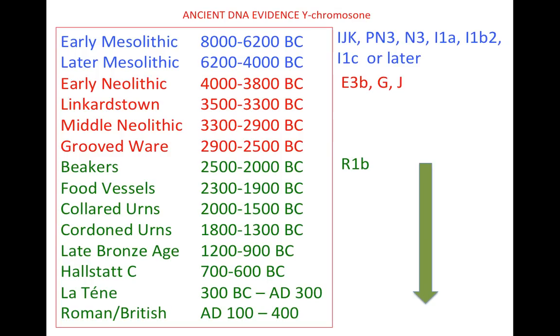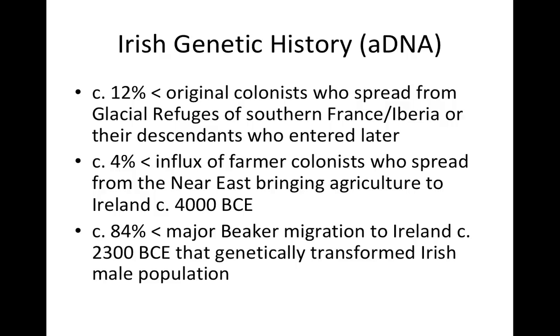than I gave initially. What it suggests is that the early and later Mesolithic was probably occupied by a certain number of Y chromosome haplogroups. Then we have our Neolithic, and that does represent another migration from the Near East. But R1B, which had originally been imagined to have begun in the early Mesolithic in Ireland, does not appear in Ireland until the beakers. And it runs from then onwards. And so the new history based on ancient DNA is that among the modern population, about 12% are derived from original colonists who spread from these glacial refuges when the ice sheets retreated.